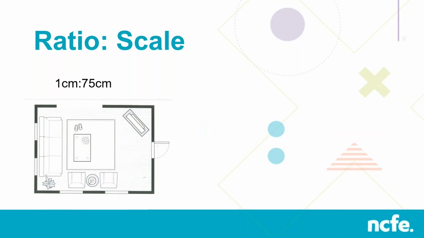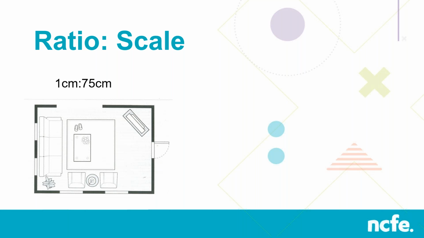Ratio can also be seen on plans and maps. Sometimes it would look like this, 1 centimetre to 75 centimetres. So this means that for every 1 centimetre on this drawing, it is 75 centimetres in real life.